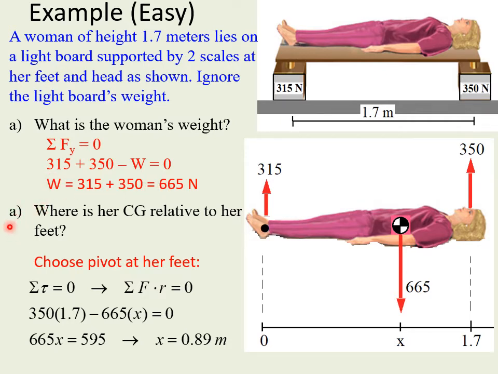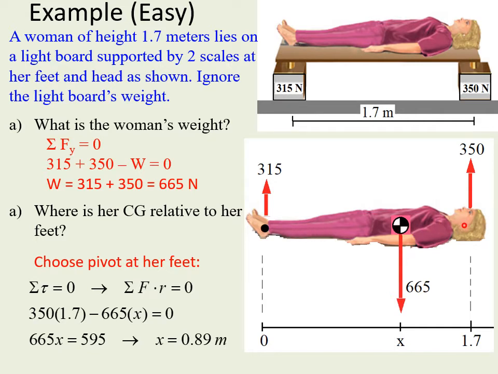Now, this should be part B here. Where is her CG relative to her feet? So here we're going to have to balance the torques. Now, it's not super obvious when we look at this problem where the pivot is. This is not like the seesaw problem. So we have a choice. We can choose a pivot wherever we want. So what we're going to do here is just pick the pivot at one of these 2 ends. So let's choose the pivot to be at her feet here. This black dot represents where we're going to consider her rotating about.